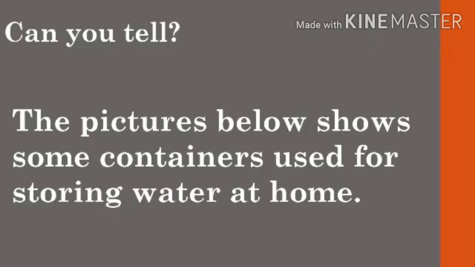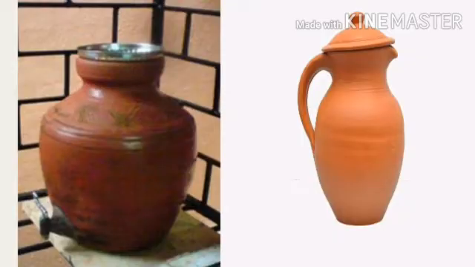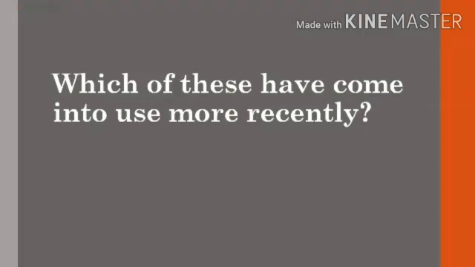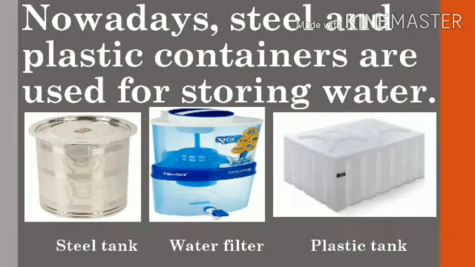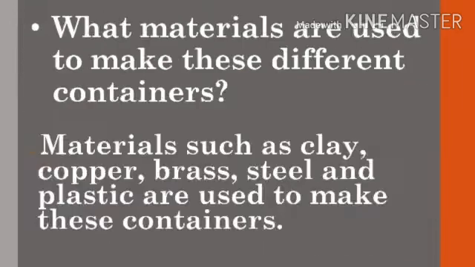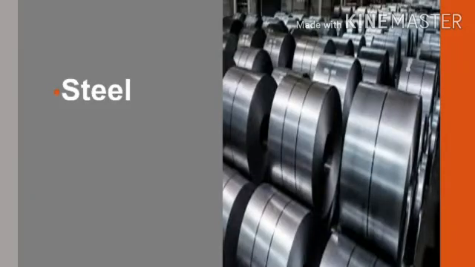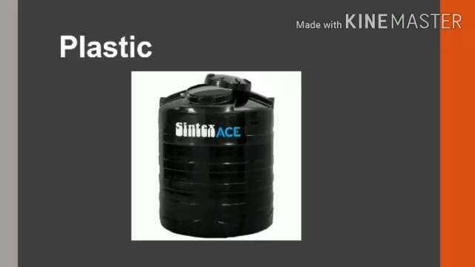Can you tell? The picture below shows some containers used for storing water at home. Which of these have come into use more recently? Nowadays, steel and plastic containers are used for storing water. What materials are used to make these different containers? Materials such as clay, copper, brass, steel, and plastic are used to make these containers.